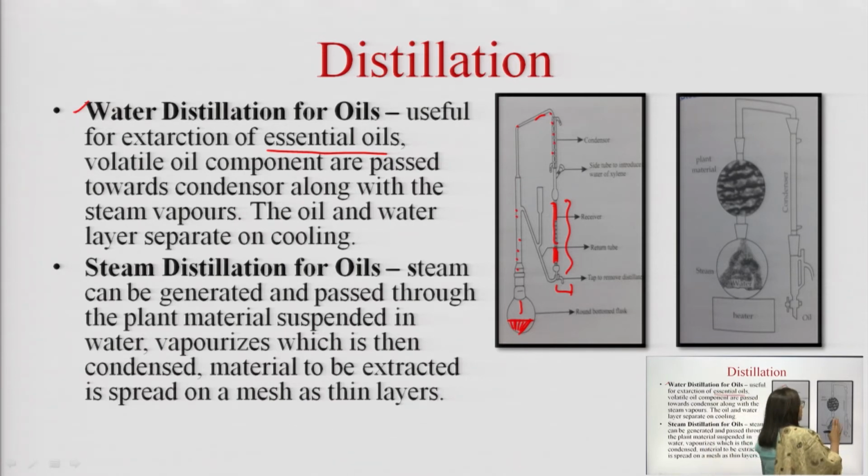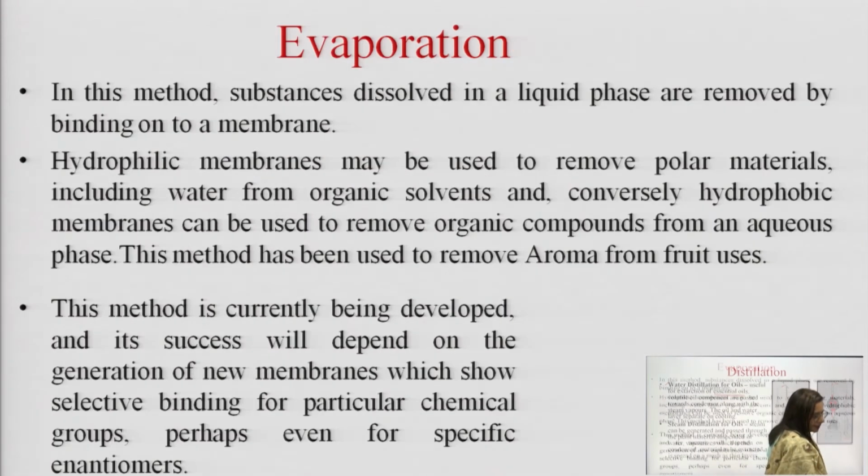Then we have this steam system, where first the water itself generates the steam. Here no plant material is added in the water. The generated steam is allowed to pass through the plant material, generally fresh plant material is utilized here, and this steam carries the volatile component along with it and comes to the condenser, and finally the separated volatile oil is collected.